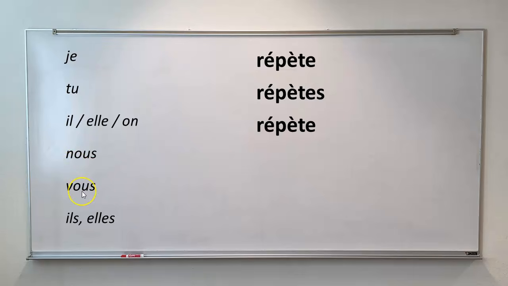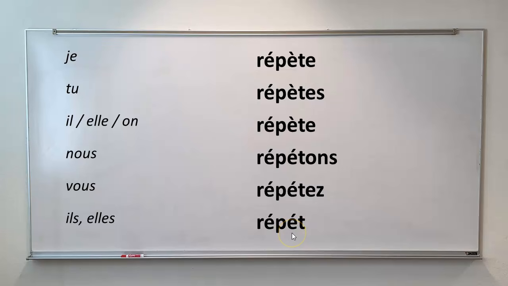For the nous and the vous forms, you already know from our previous lessons that these two forms do not change spelling when you add the endings. So we have our root, or our stem, and we add the ending, répétons. For vous, we have our root, and we add the ending, répétez. And then finally, the il, elle form, the plural. We start with our root, and the spelling change will happen in this one as I add the ending. Okay, so there it is.